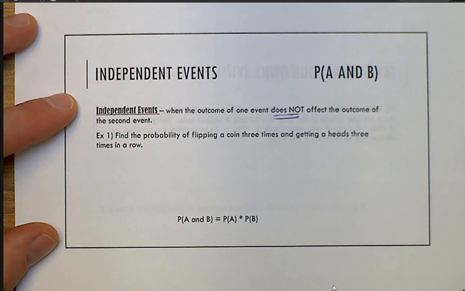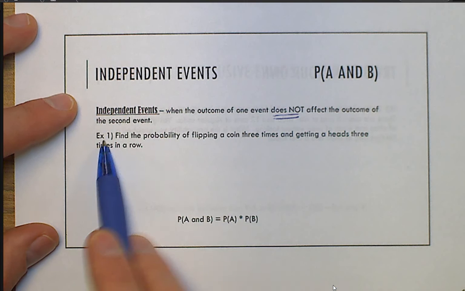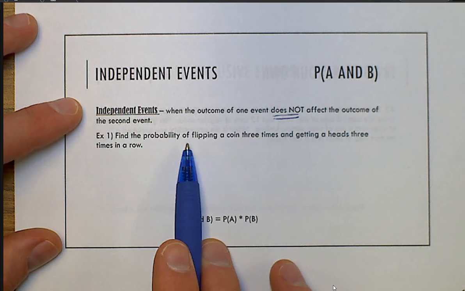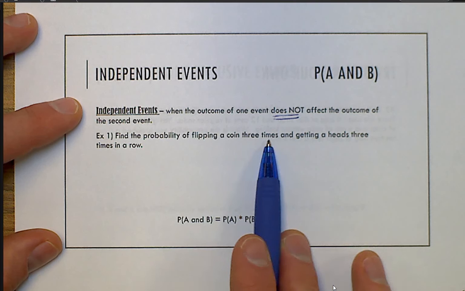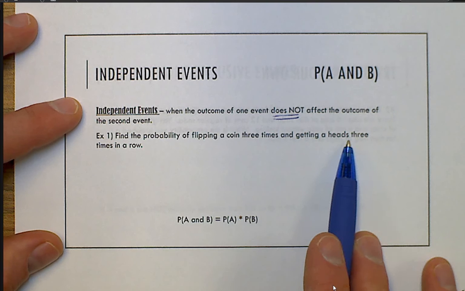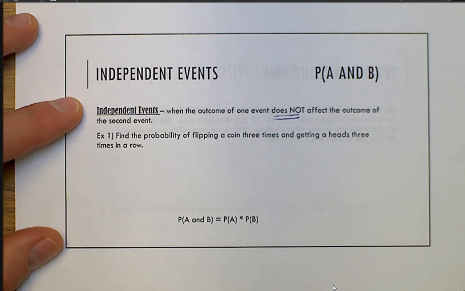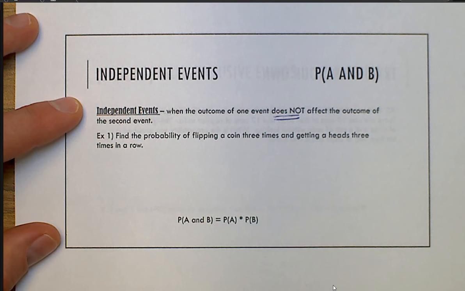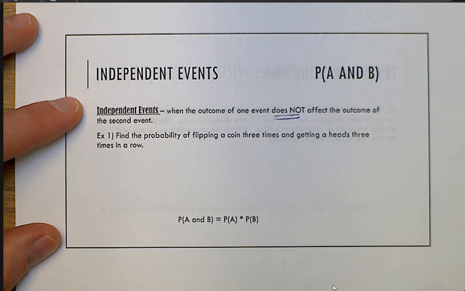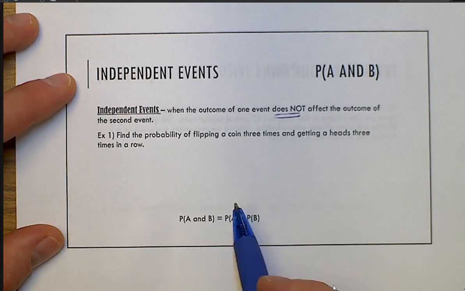So here's an example of an independent event. The probability of flipping a coin 3 separate times and getting a heads 3 times in a row. So flipping a coin 3 times, what's the probability that you land on a head, and a head, 3 straight times? Well, the flipping of a coin the first time has no bearing or effect on the outcome when you flip the coin the second time. It has no effect. So that's an example of independent events.